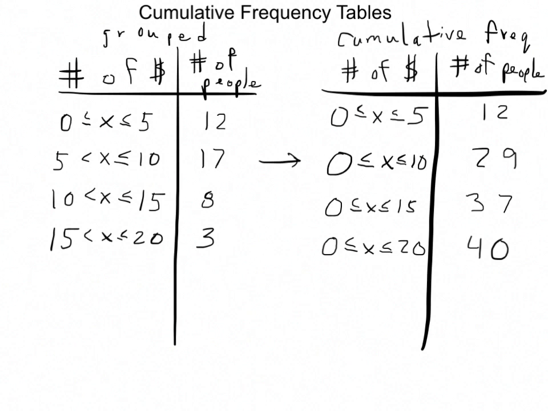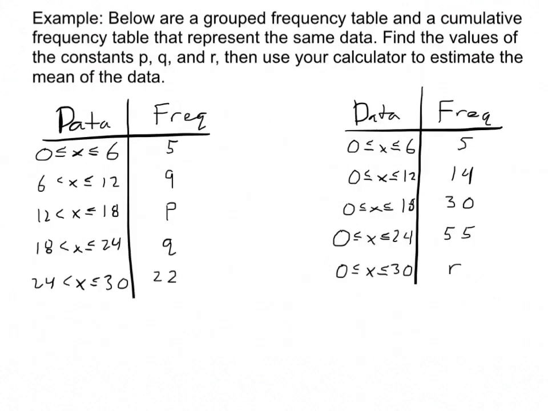Okay? So let's take a look at examples that I have. This first example is a really, really common Part A, Part B question. These come up often early in the question. Below, they give you both a grouped frequency table and a cumulative frequency table that represent the exact same data. They want you to find the values of the constants P, Q, and R, and then use the calculator to determine the mean. So P, Q, and R, by the way, are here is P, here's Q, and here's R.